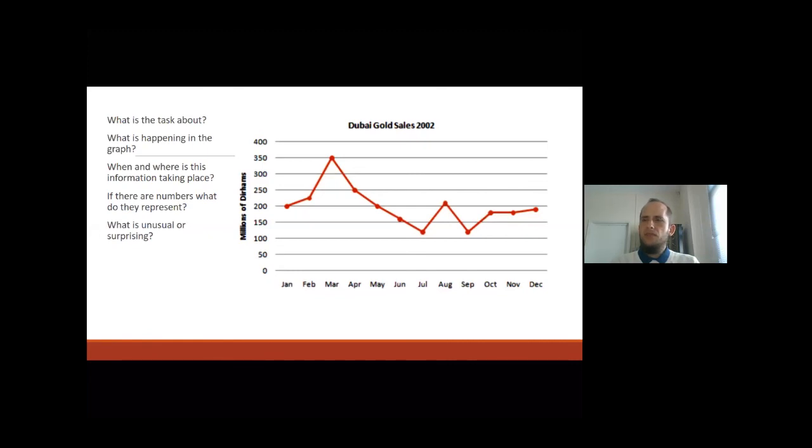So we've got the lowest in July, not just in July, in September as well, yeah? But before we go to July and September, let's move back and have a look at the very beginning of the graph. In January, we've got 200 million.